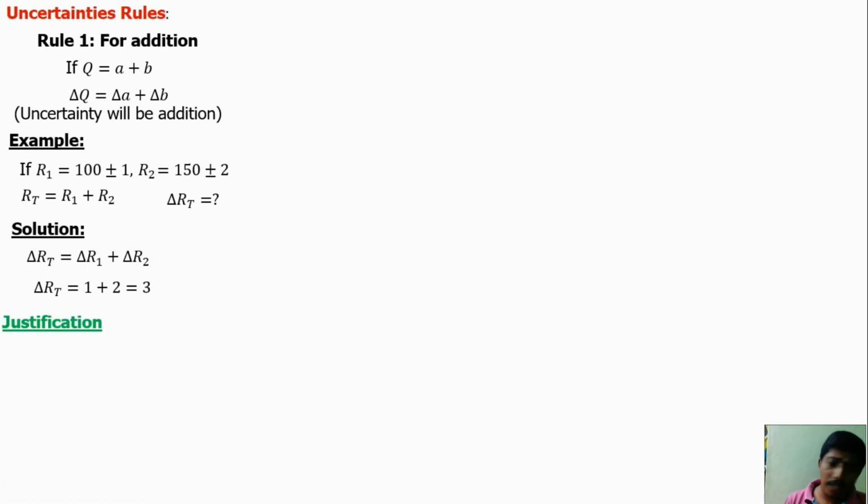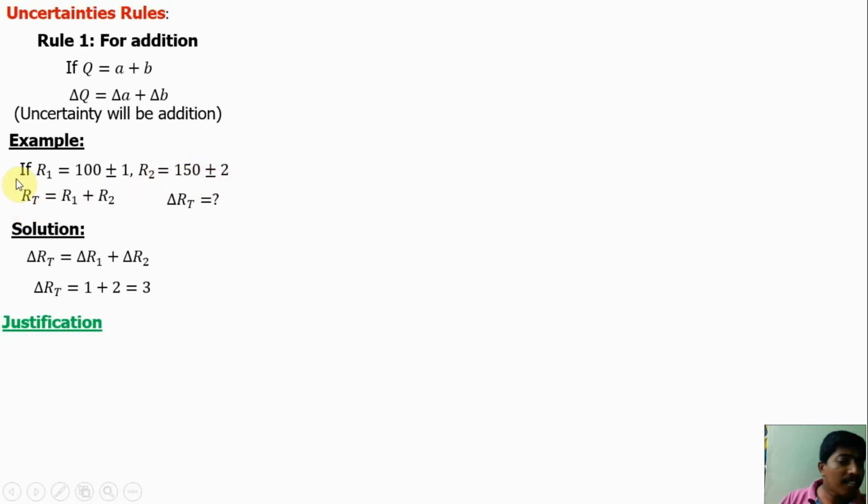Justification. Here R1 is 100 plus or minus 1. So, the maximum value of R1 is 101, minimum value of R1 is 99. For R2, the maximum value of R2 is 150 plus 2, so 152. Minimum value of R2 is 150 minus 2, 148.